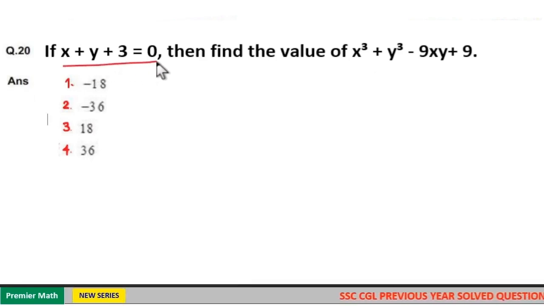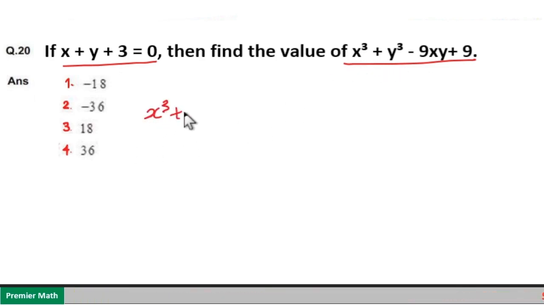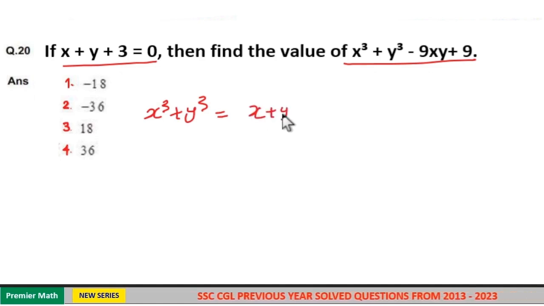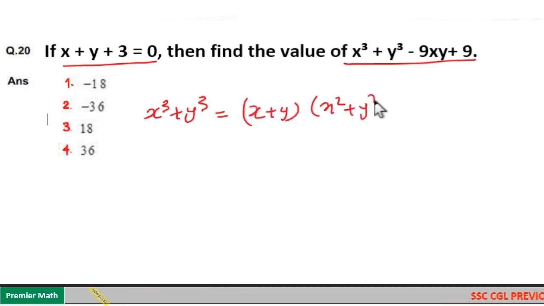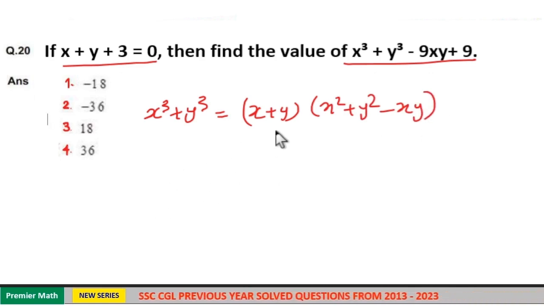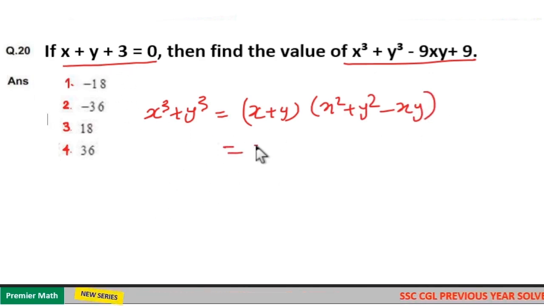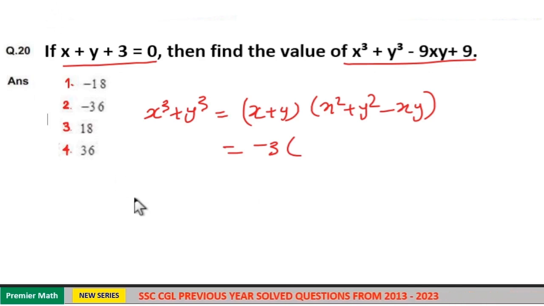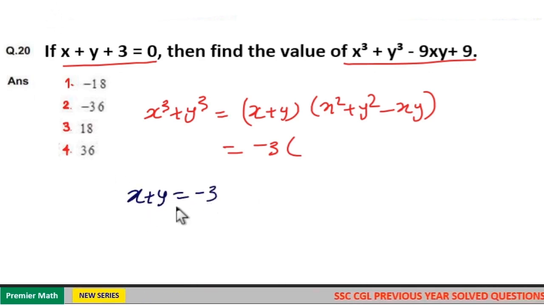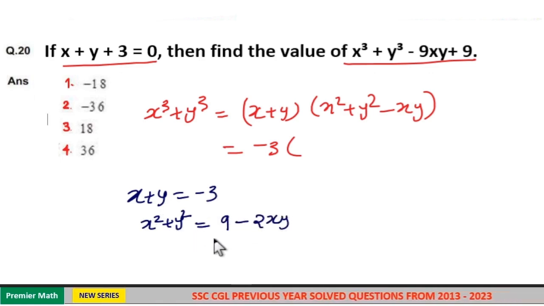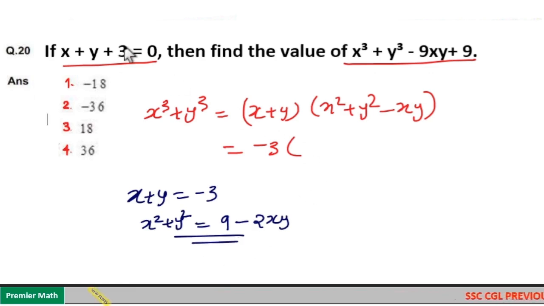If x plus y plus 3 is 0, then find the value of x cube plus y cube minus 9xy plus 9. This is a cube plus b cube formula. So, x cube plus y cube is equal to (x plus y) into (x square plus y square minus xy). Now, here x plus y is equal to minus 3. If x plus y is minus 3, then square the whole term, which is equal to x square plus y square plus 2xy, which is equal to minus 3 square, 9. So 2xy will become minus 2xy. So x square plus y square is equal to 9 minus 2xy.